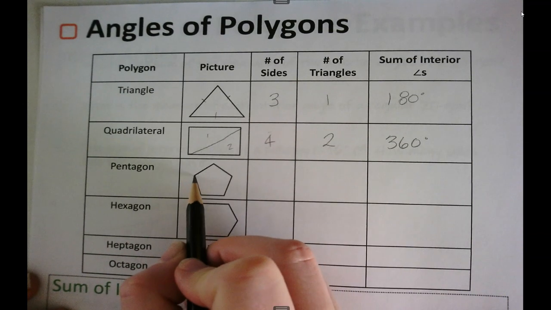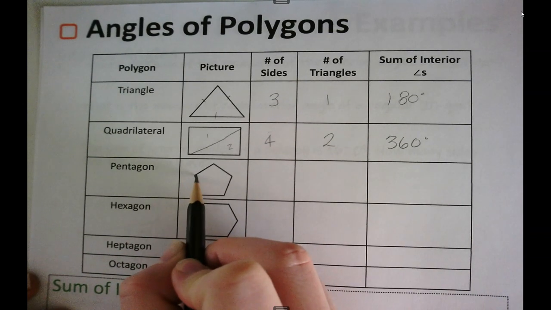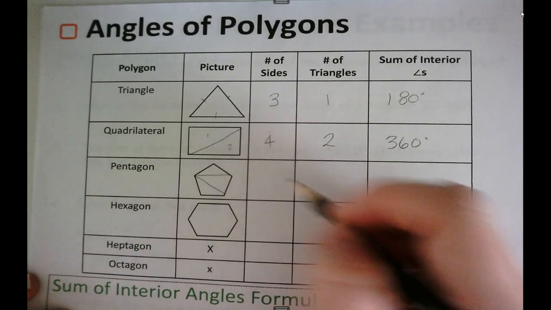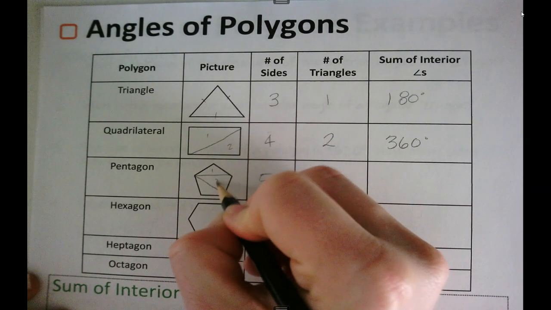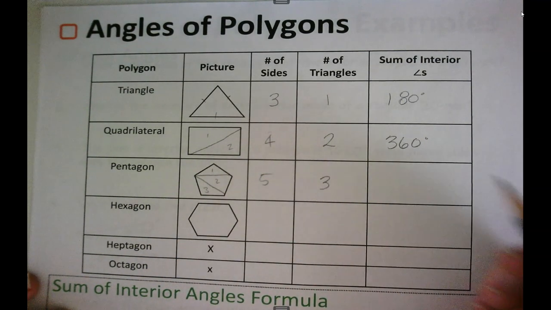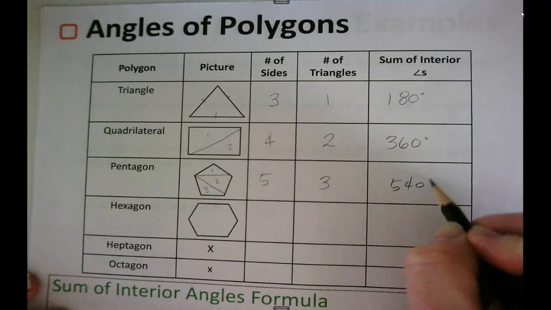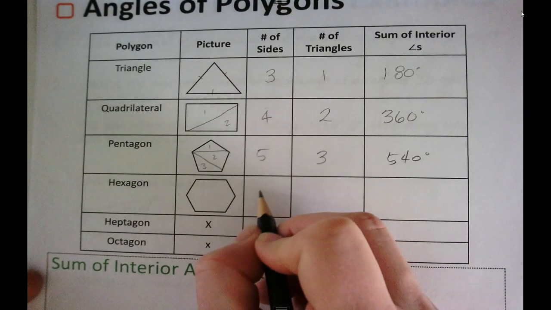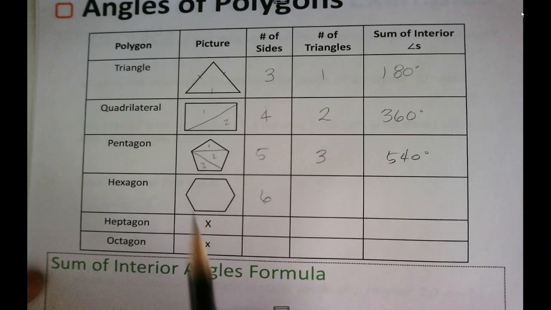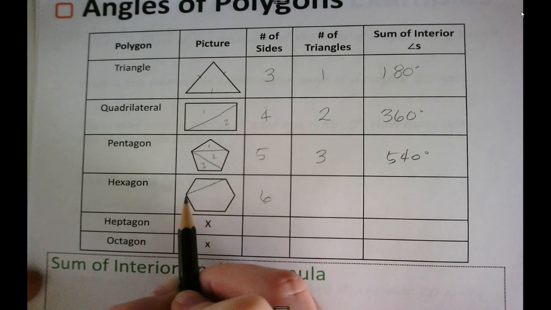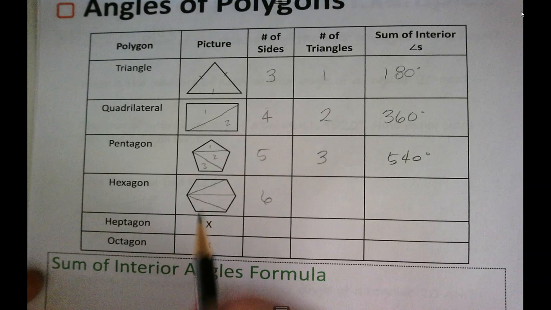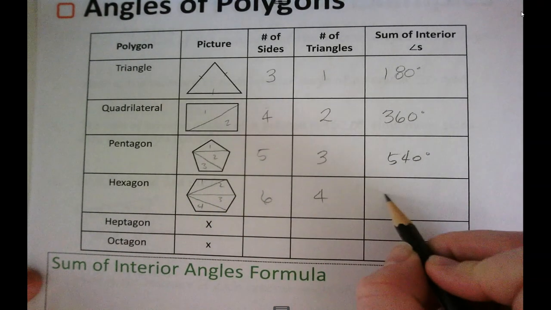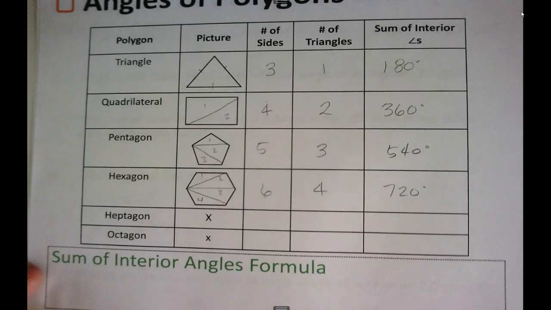So let's pick 1 angle and draw our triangles out to the other angles, as many as we can. Our pentagon, we've got 5 sides. We drew 1, 2, 3 triangles, and the sum of our interior angles is 540. With our hexagon, the 6-sided shape, starting at one of the angles and drawing to the other angles, we've got 1, 2, 3, 4 triangles we can make, and the sum of those interior angles is 720.